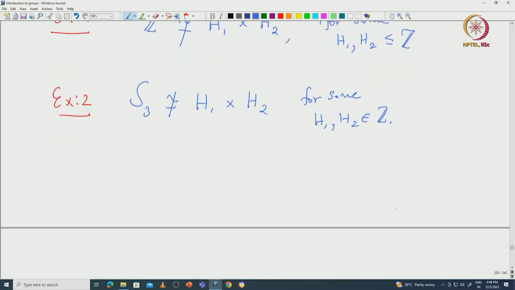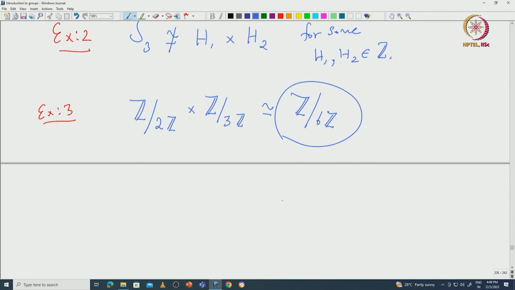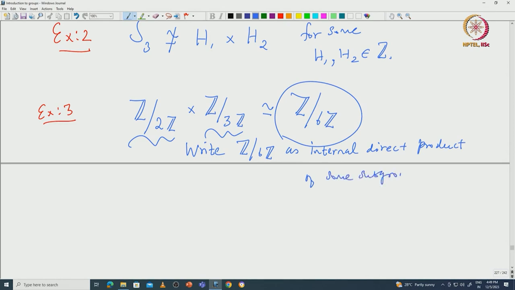Okay, but if you take some groups of this form, for example Z modulo 2Z cross Z modulo 3Z, that will be naturally isomorphic to Z modulo 6Z. So you can write Z modulo 6Z as an internal direct product of these two subgroups. So I just leave it to you to find out what the corresponding groups will be. Okay, so write Z modulo 6Z as an internal direct product of some subgroups, of course some non-trivial subgroups, that's what I mean.